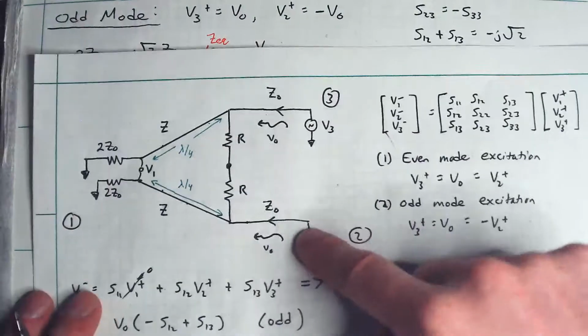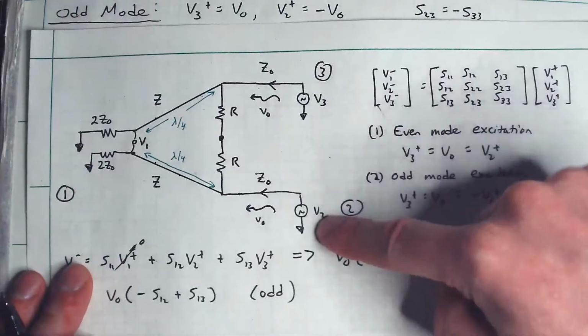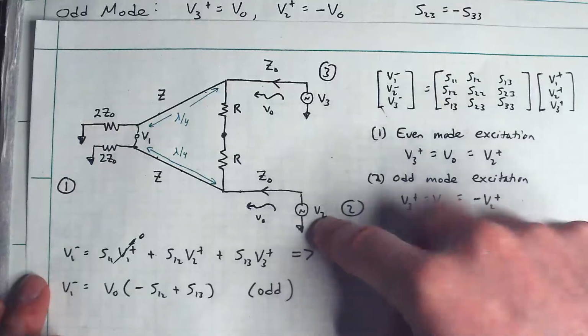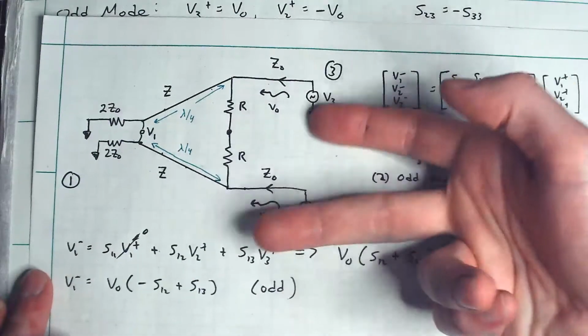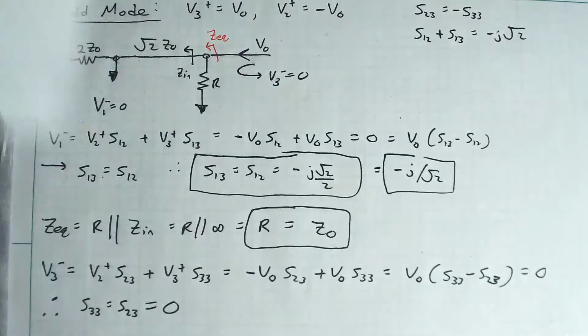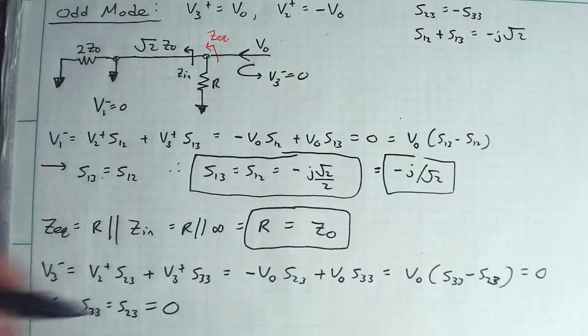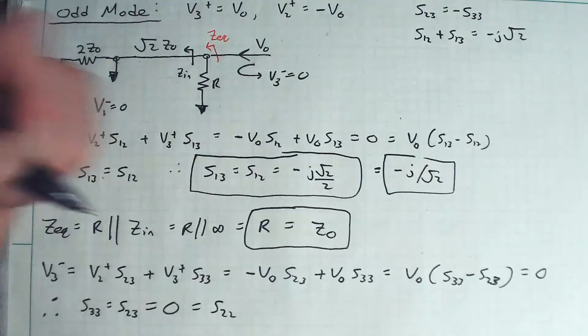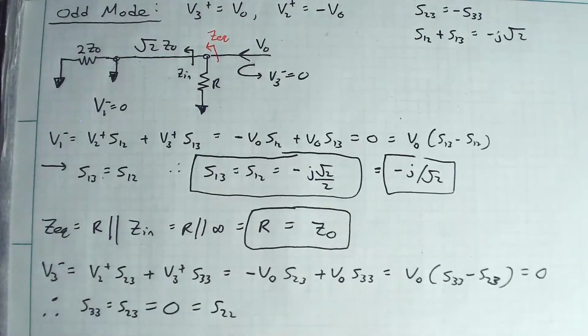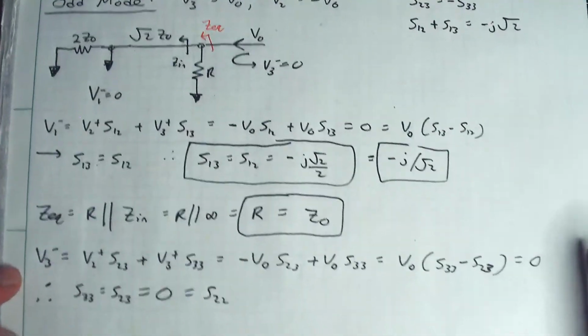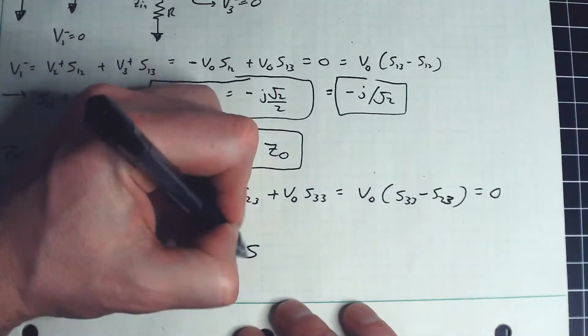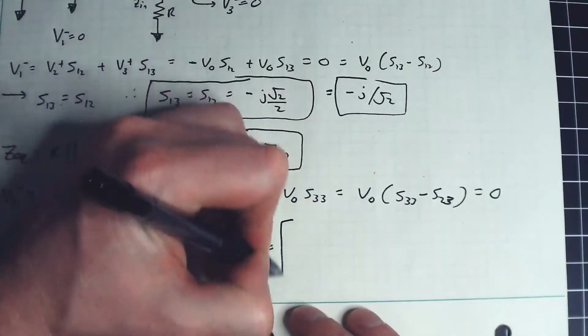Furthermore, by pure symmetry, anything that's true for port number 3 has to also be true for port number 2, okay? Because it's the exact same circuit either way. So I get S22 as well has to apply here. So let's summarize all of what we've learned. My scattering matrix now basically looks like the following.